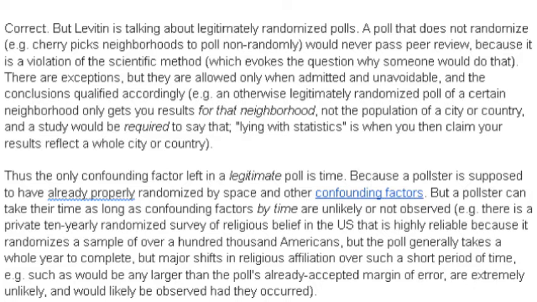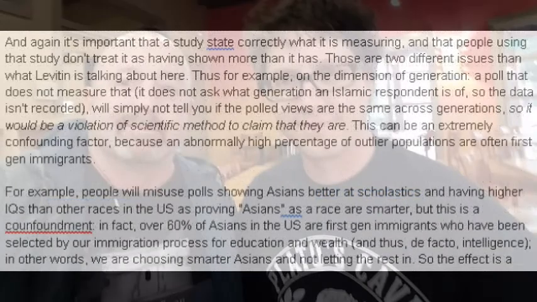For example, there is a private 10-year randomized survey of religious belief in the U.S. that is highly reliable because it randomizes a sample of over 100,000 Americans. But the poll takes a whole year to complete, and major shifts in religious affiliation over a short period of time, such as would be any larger than the poll's already accepted margin of error, are extremely unlikely and would likely be observed had they occurred. And again, it's important that a study state correctly what it is measuring and that people using that study don't treat it as having shown more than it has. Those are two different issues than what Levitin is talking about here.